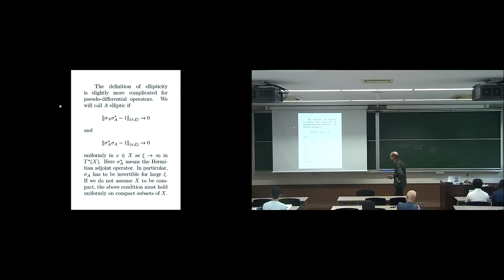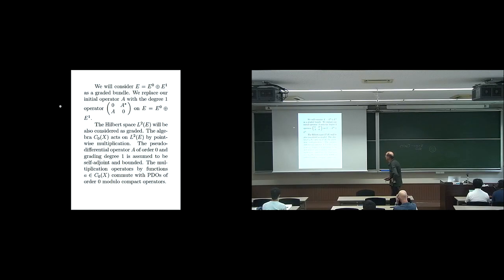certainly we need Hermitian metric on the tangent space and on all vector bundles and Riemannian metrics on the manifold to define this. But this is not a big problem in general. So if we don't assume X to be compact, then we require this condition to hold uniformly on compact subsets of X.